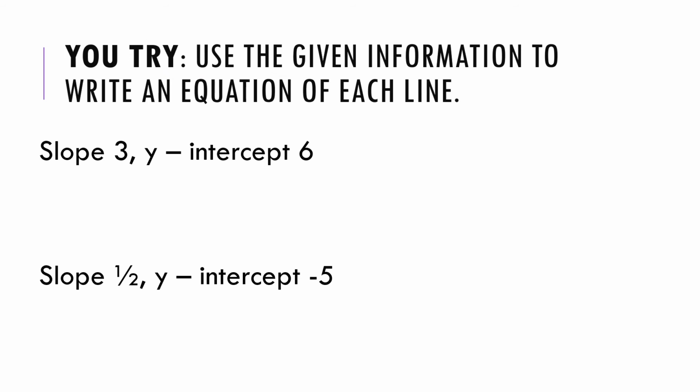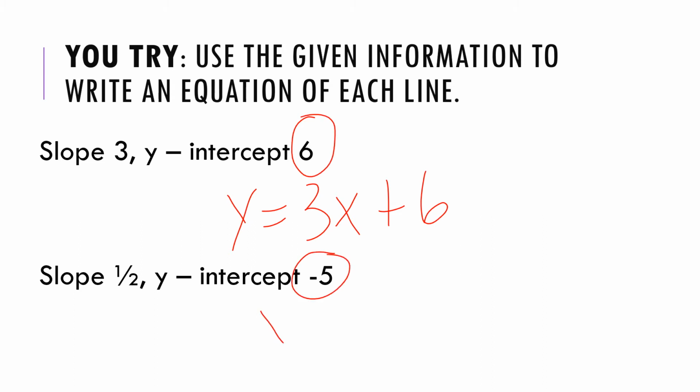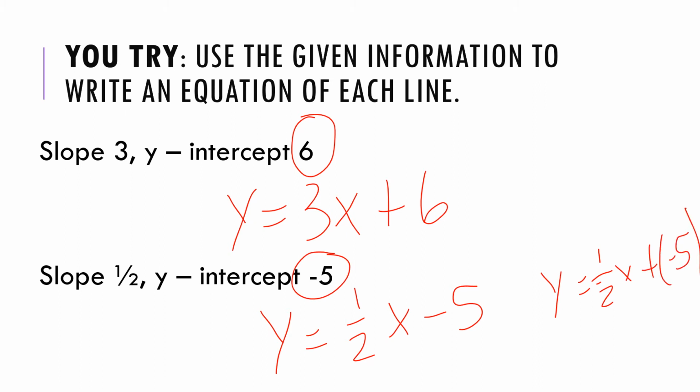So slope of 3, y-intercept of 6, you'd have y equals 3x plus 6. And this is a +6. This is a -5, so you'd have y equals 1/2 x minus 5. You could write it with the -5 in parentheses if you want, that's fine, but it doesn't look as nice. This one is how it should actually look mathematically.